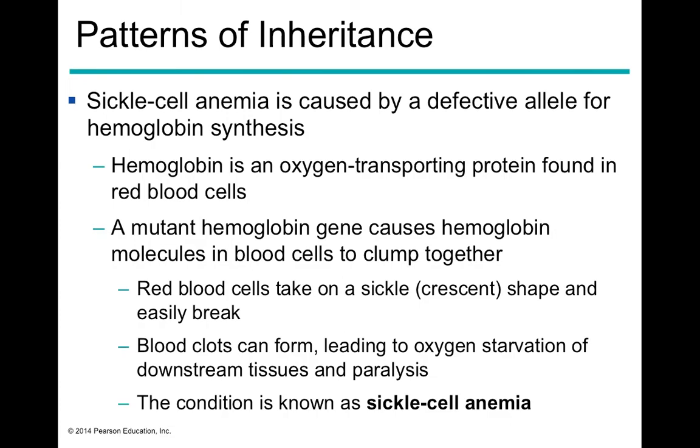All right, so let's talk about sickle cell anemia. Sickle cell anemia is caused by a defective allele for the synthesis of a protein called hemoglobin. Hemoglobin is important in transporting oxygen. It's located in red blood cells.